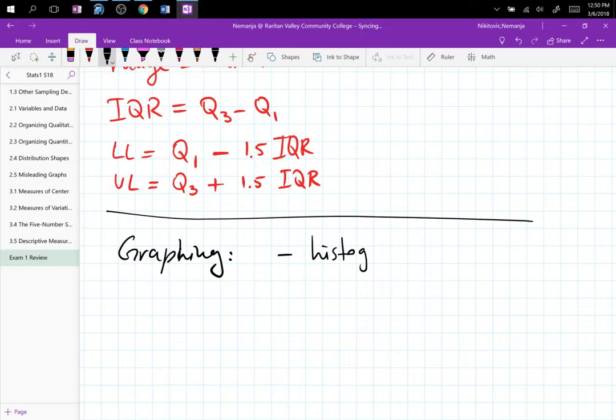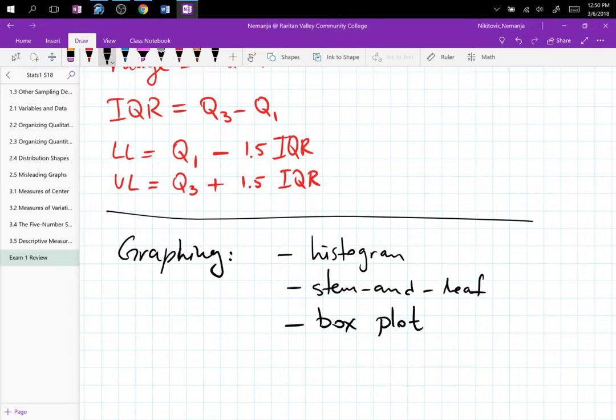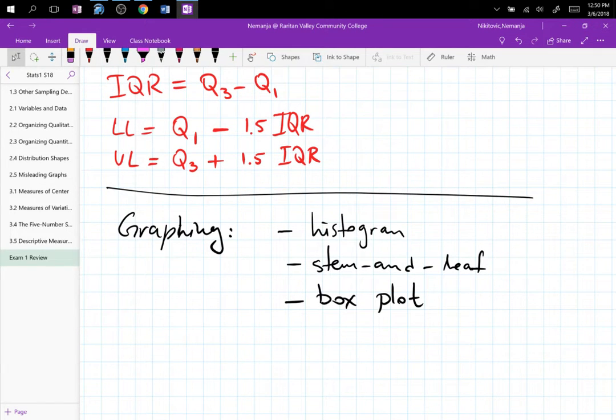Histogram, stem and leaf, box plot, and z-score line, and the dot plot. I'm trying to remember all of these. Histogram is also the bar graph.